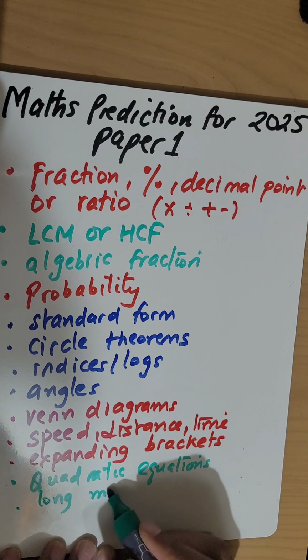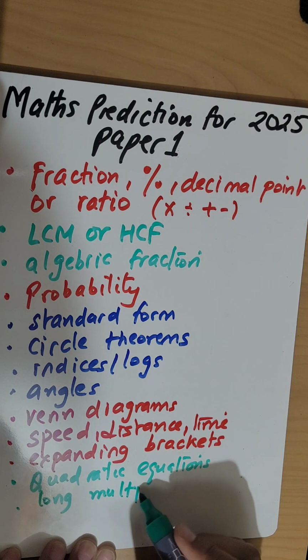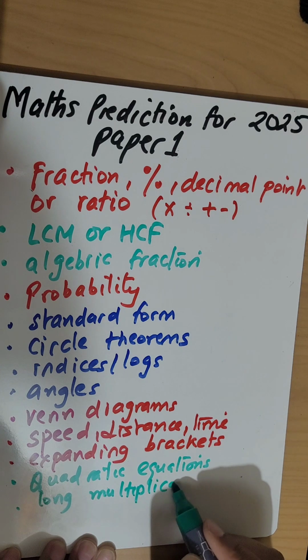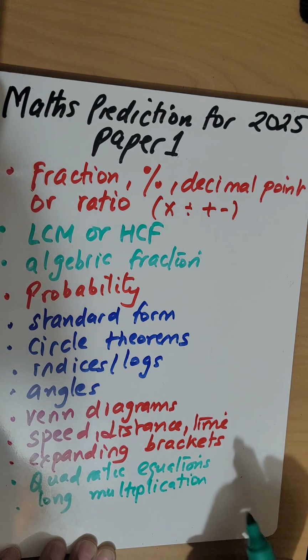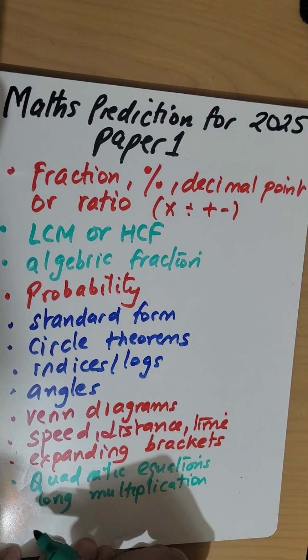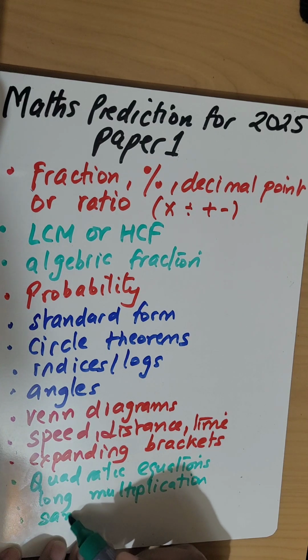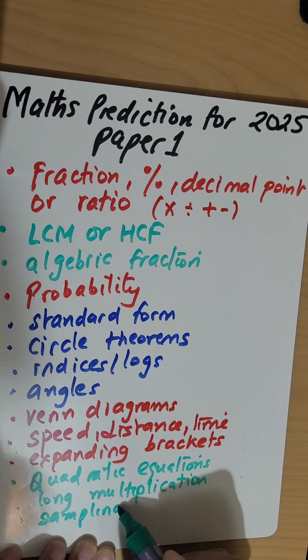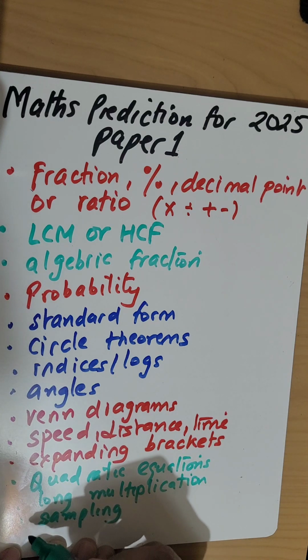Long multiplication. So however you've been taught, you rearrange it, multiply it, and then carry in the numbers and so on. Sampling.